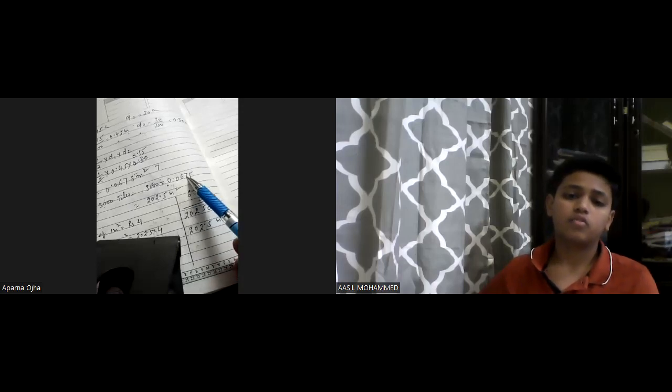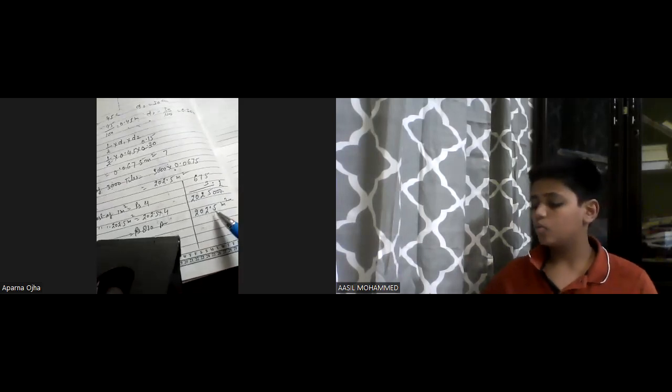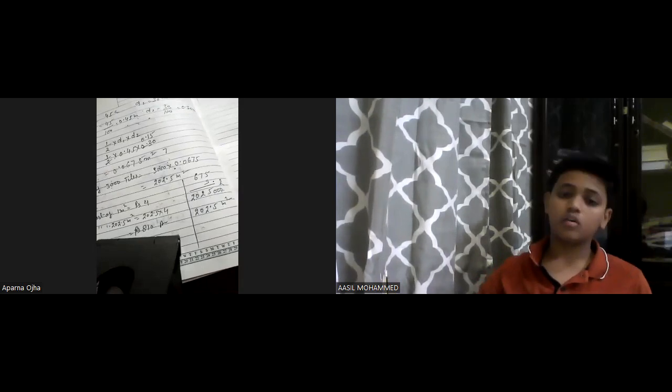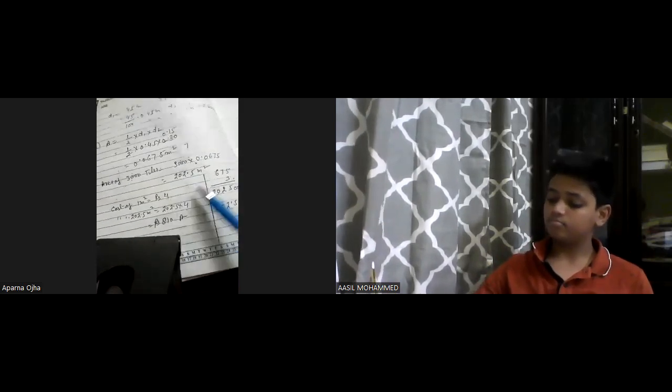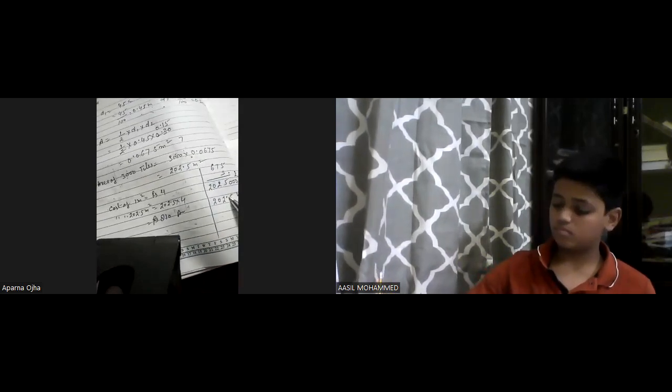But after the decimal, how many digits are there? 1, 2, 3, 4. Four digits are there, so you can put the decimal after counting 1, 2, 3, and 4. Before this 5, you have to put the decimal. So this is coming 202.5 square meter. Understood? Clear? Now see, this is not the question. This is only the area of the 3000 tiles.